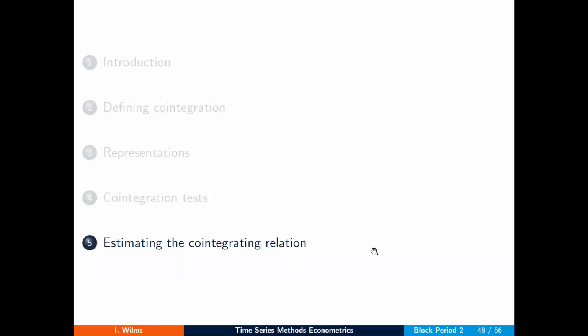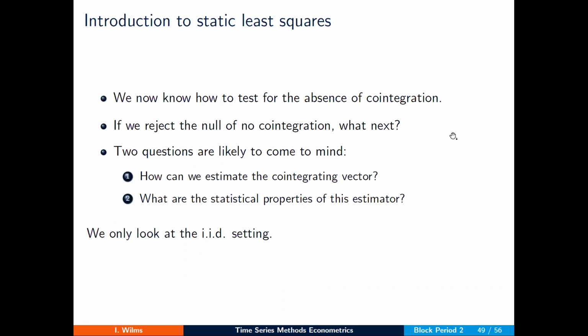So finally, we will look into estimation of our co-integration relation. We know already how to test for the absence of co-integration, but what if we now detect co-integration based on this test? How can we estimate our co-integrating vectors, and what are the statistical properties of our estimator? Also here, we will do these derivations only for the case of IID errors.